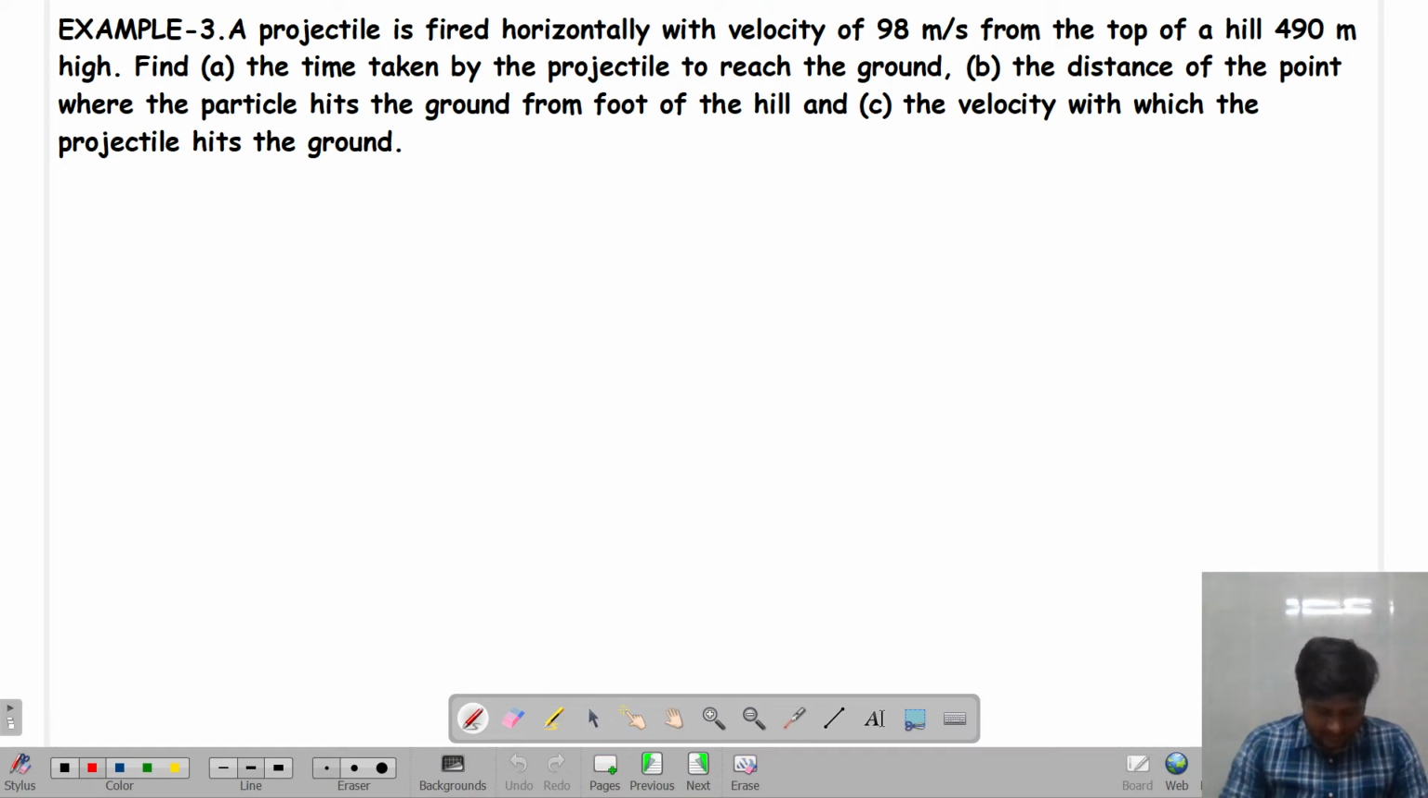A projectile is fired horizontally with a velocity of 98 meter per second from the top of a hill 490 meters high. Find the time taken by the projectile to reach the ground, the distance of the point where the particle hits the ground from the foot of the hill, and the velocity with which the projectile hits the ground.